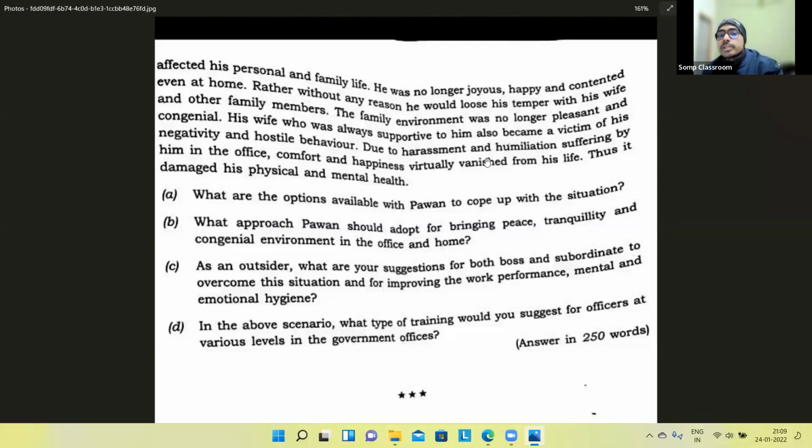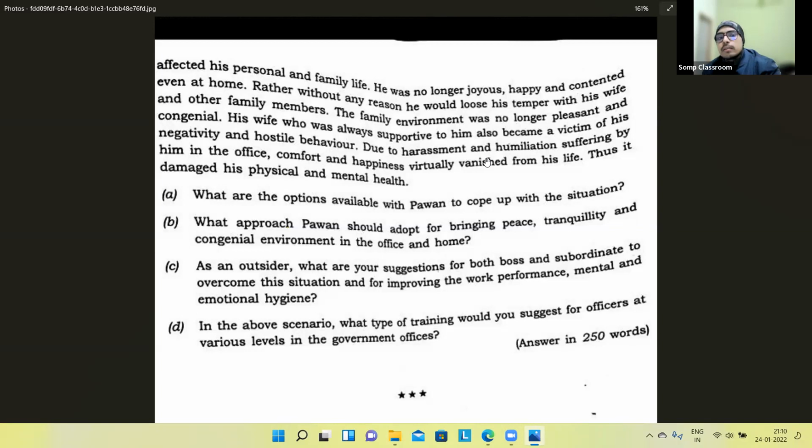Now, what are the options available with Pawan to cope up with the situation? I will ask you guys to intervene. Can we write this case study in paragraph format right now? Kavya? No, sir. Fine. Now, the question is how to go with the flow. Whenever you have the parts, then it is easiest to go with the flow. Answer part-wise question.